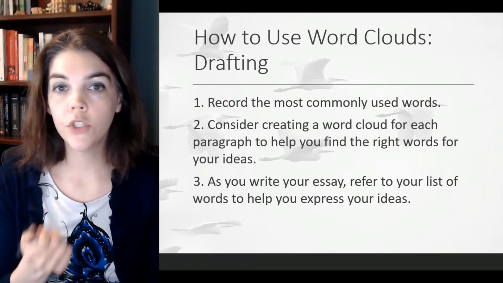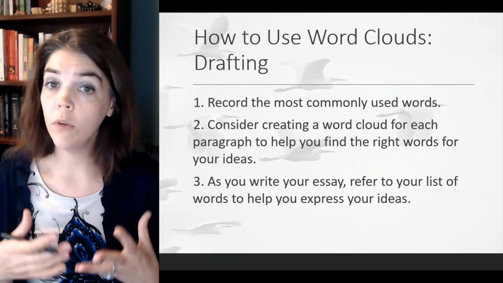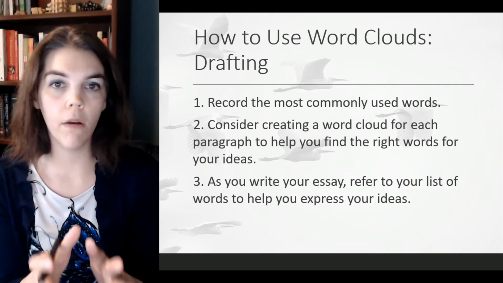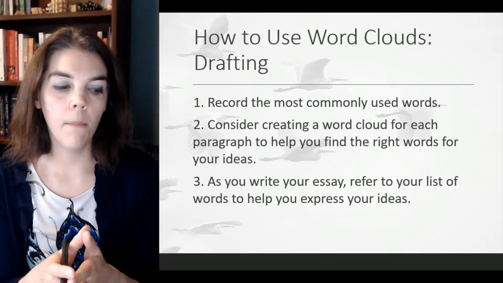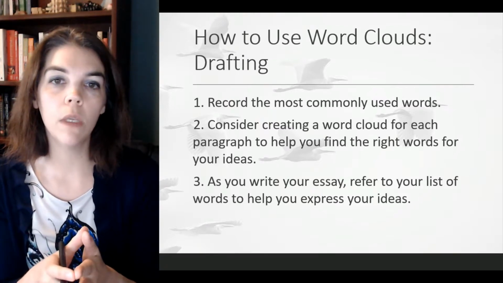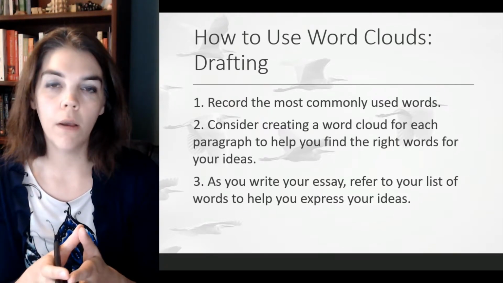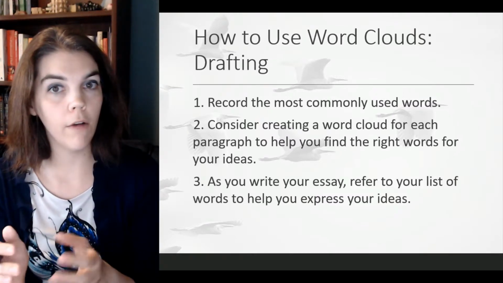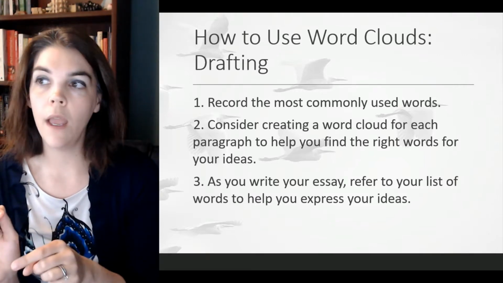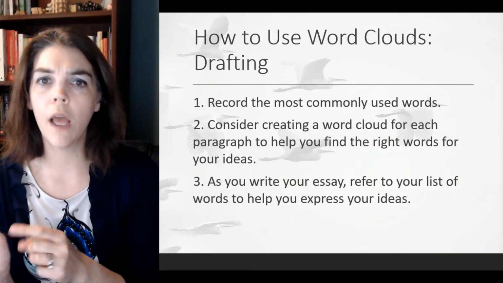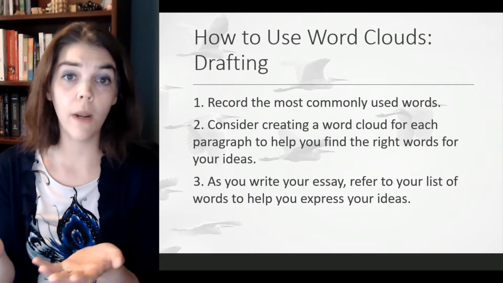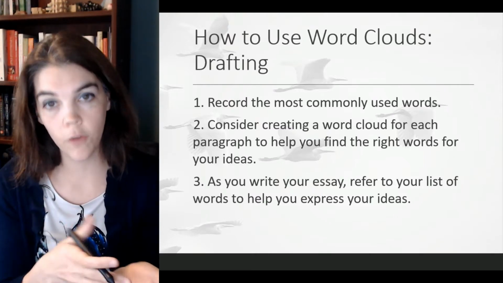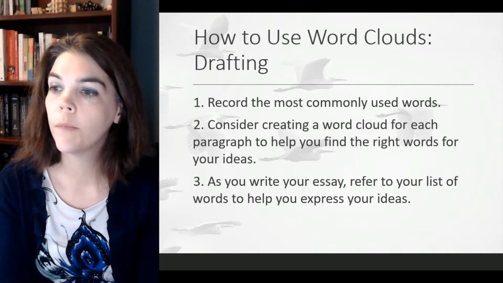Also, as I mentioned before in the previous video, maybe you create several different word clouds for each paragraph. If one paragraph focuses on, one solution could be we recycle our trash. If that's one of your solutions, you can go create a word cloud for recycling and reducing climate change and see what happens. You, of course, remember, you have to go and find the source first. You can't just put that into a word cloud.